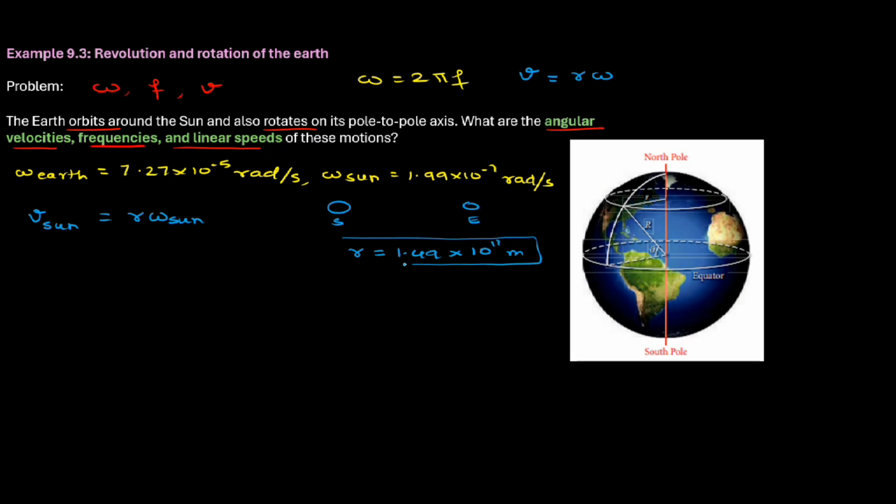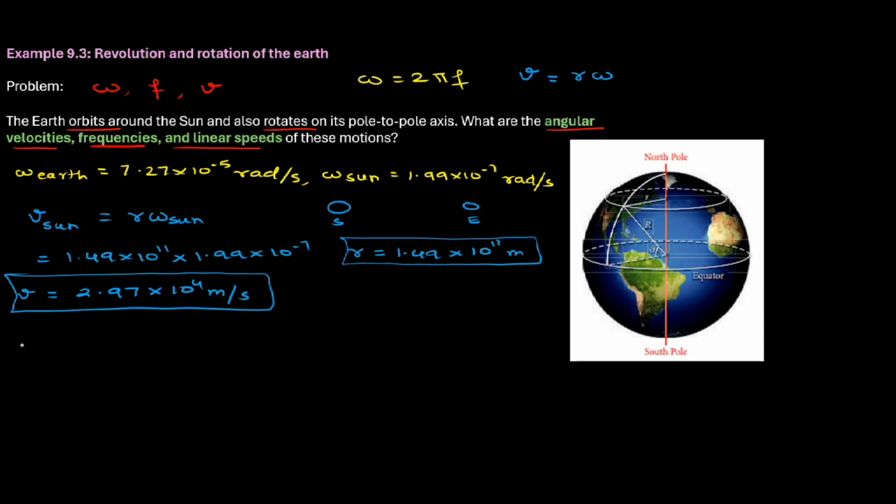Now this is a constant which they should give you while solving the problem. So I'm going to use this while calculating the linear speed. Let's substitute. v will be equal to r, which is 1.49 times 10 to the power 11. Omega we already calculated in the previous part. So omega for the Sun is 1.99 times 10 to the power negative 7. And when you solve this, you get the linear speed of the Earth orbiting the Sun to be equal to 2.97 times 10 to the power 4 meter per second.